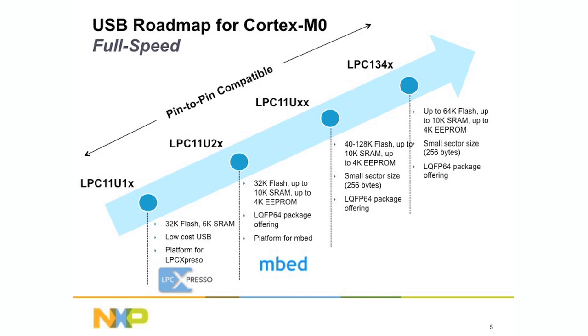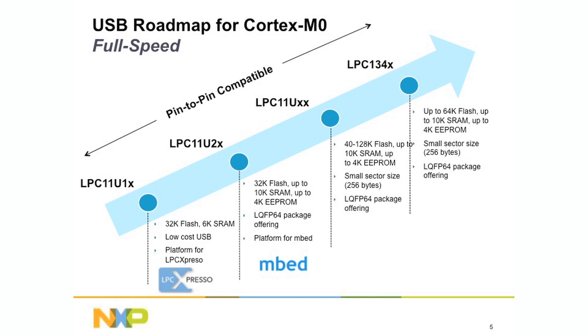So what do you get for that price point? In terms of flash configurations, you can see a scale up to 32K of flash. You see up to 6K of SRAM, and it's our platform for LPCXpresso. Then we have LPC11U2X, which increases the SRAM configuration from 6K to 10K, and it also brings in more integration with the 4K E2 block. We also have brought in a 64-pin package offering with the solution.